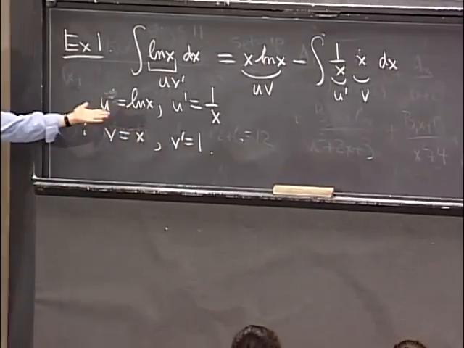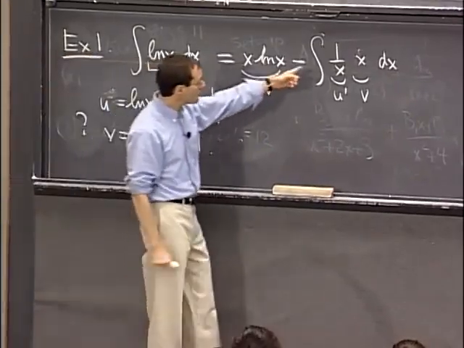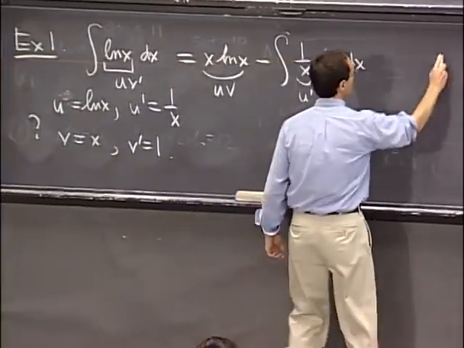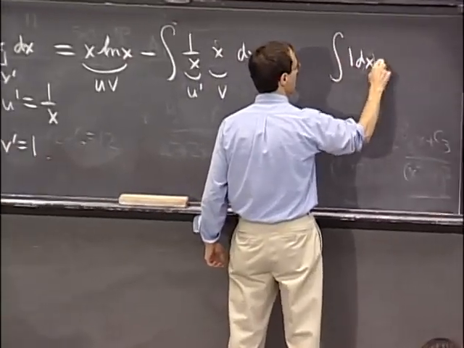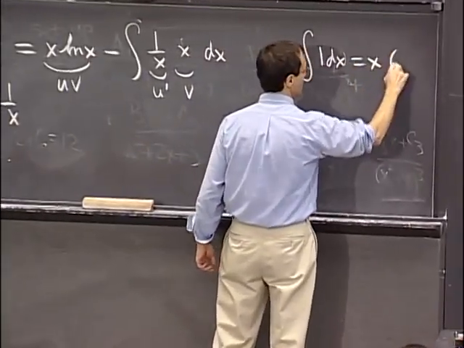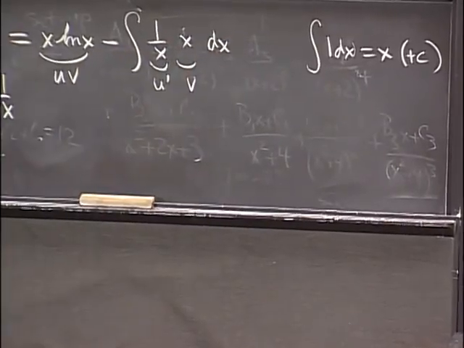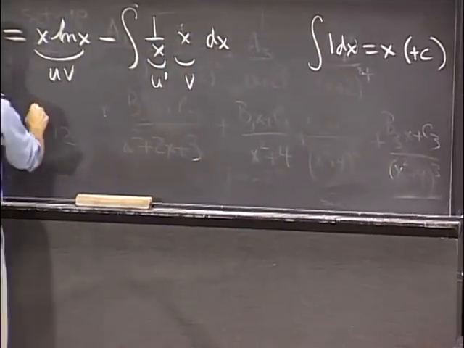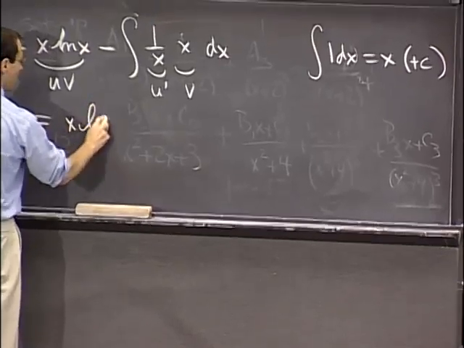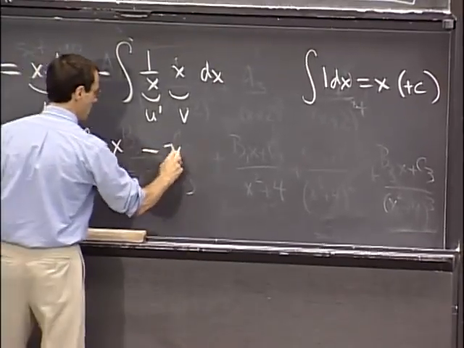Now that one is easy to integrate because 1 over x times x is 1, and the integral of 1 dx is x plus c, if you like. So the antiderivative of 1 is x. And so here's our answer. Our answer is that this is x log x minus x plus c.